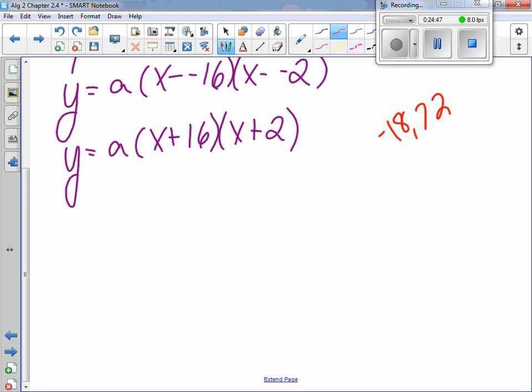Now we need to find the value of a, yes? So we're going to plug in 72 and negative 18. 72 is y. X is negative 18. And we're plugging in that point. So with this here, we plug x in twice because x appears twice.